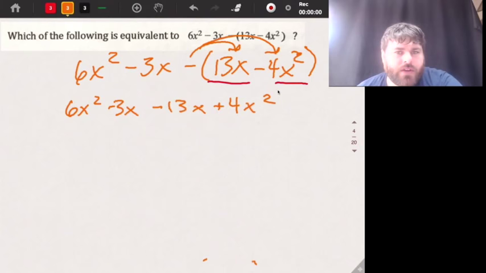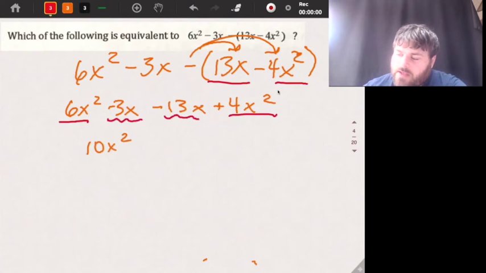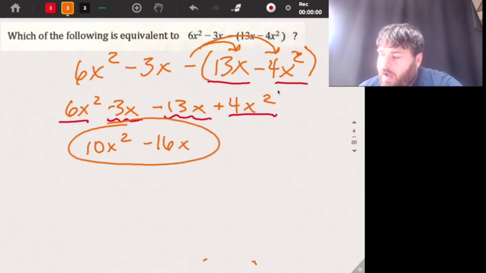All right, so we've got this thing a little closer to being done. Now all we need to do is find like terms. So I see squareds and squareds. Put them together. 6x squared plus 4x squared is 10x squared. All right, next thing I see this minus 3x and this minus 13x. We can combine those. Minus 3 minus 13 is negative 16x. And that is the simplified version of that problem. Okay? Chances are you'll see a problem like this on the test. This is pretty standard, just a simplification problem.